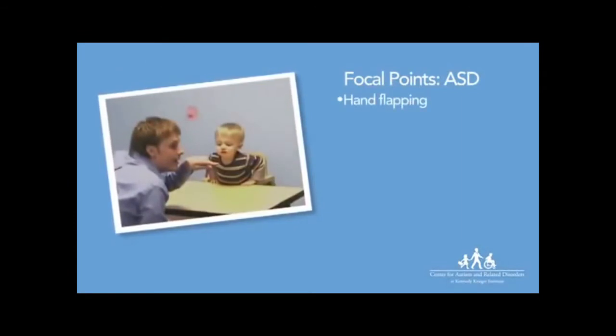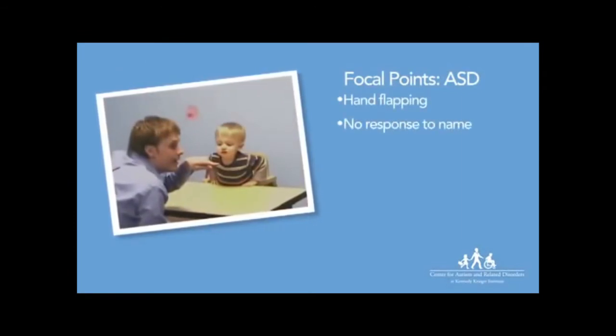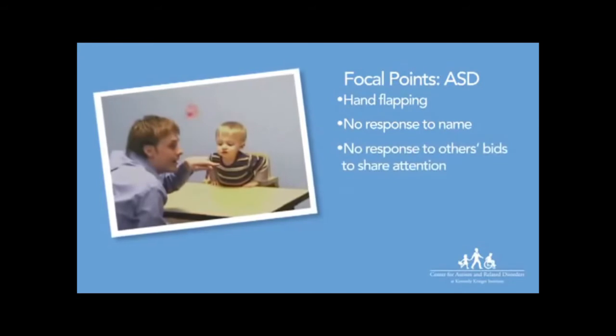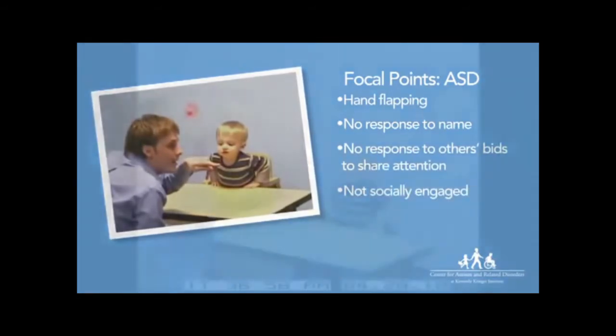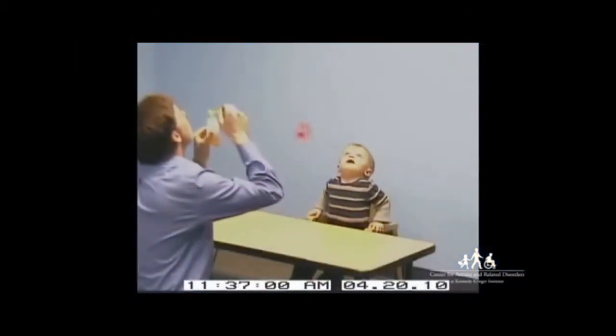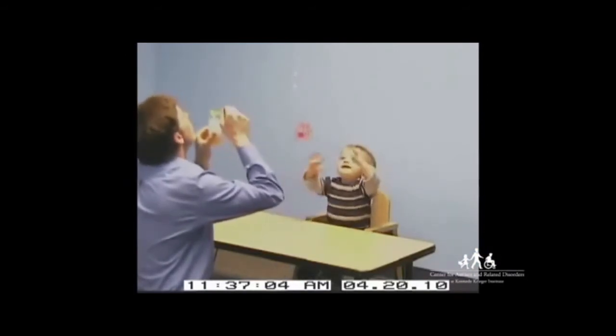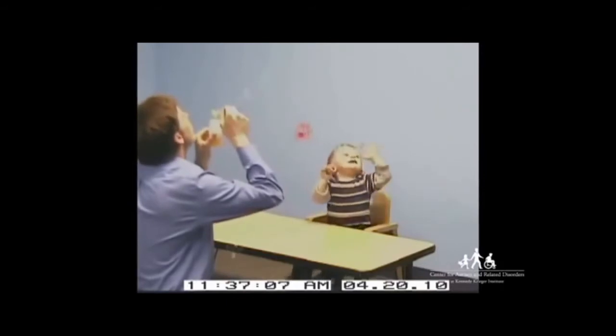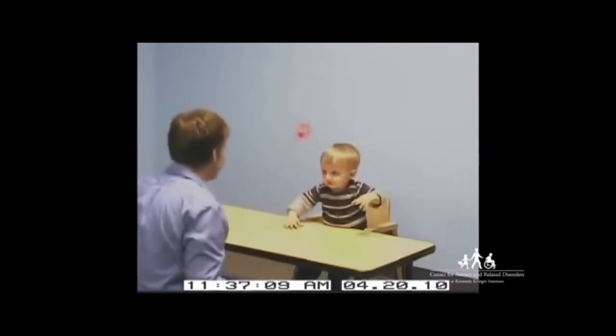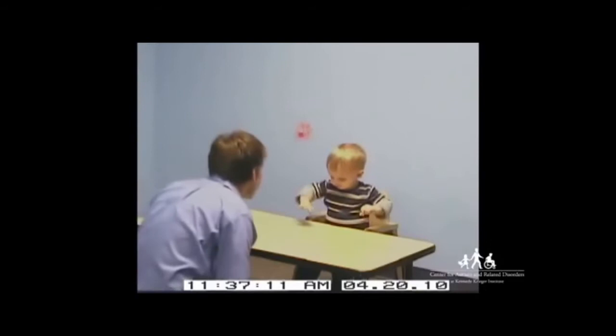This 14-month-old shows signs of ASD. First, he flaps his hands while enjoying the bubbles. He does not share his enjoyment by looking at the man. He does not respond to his name.